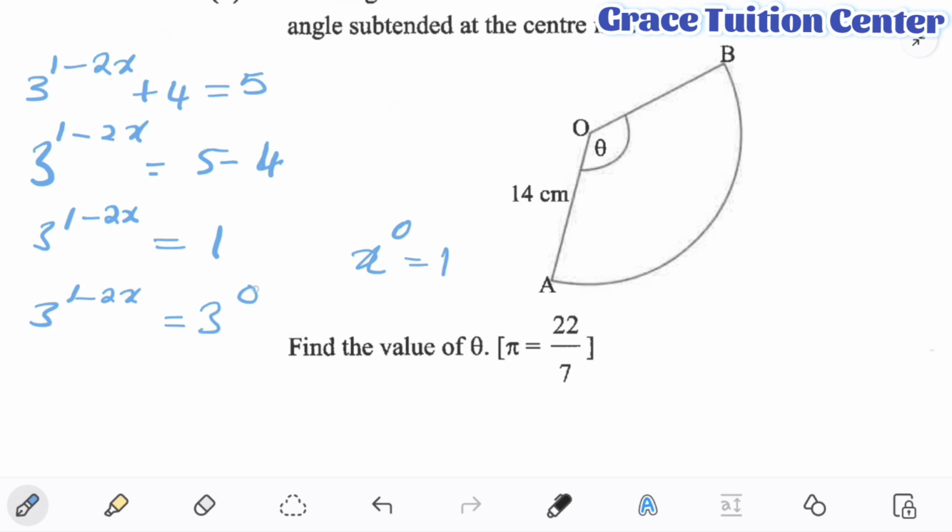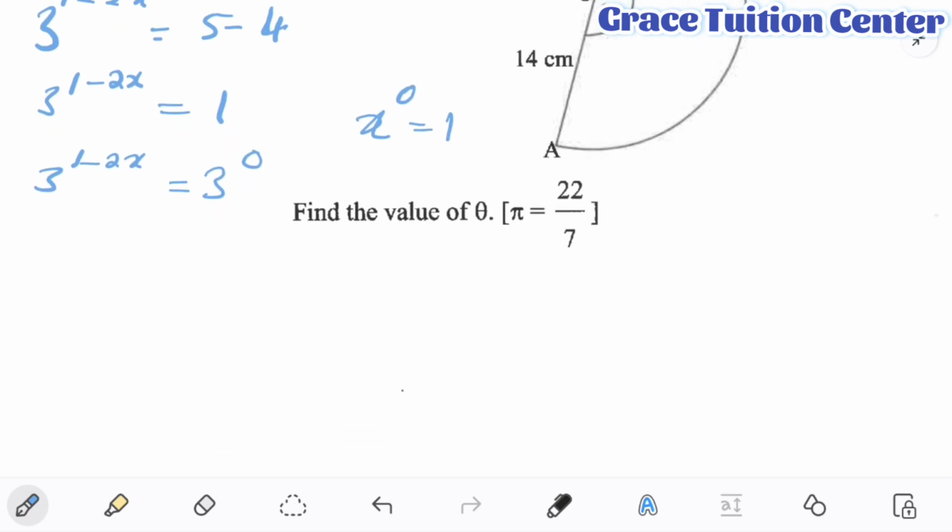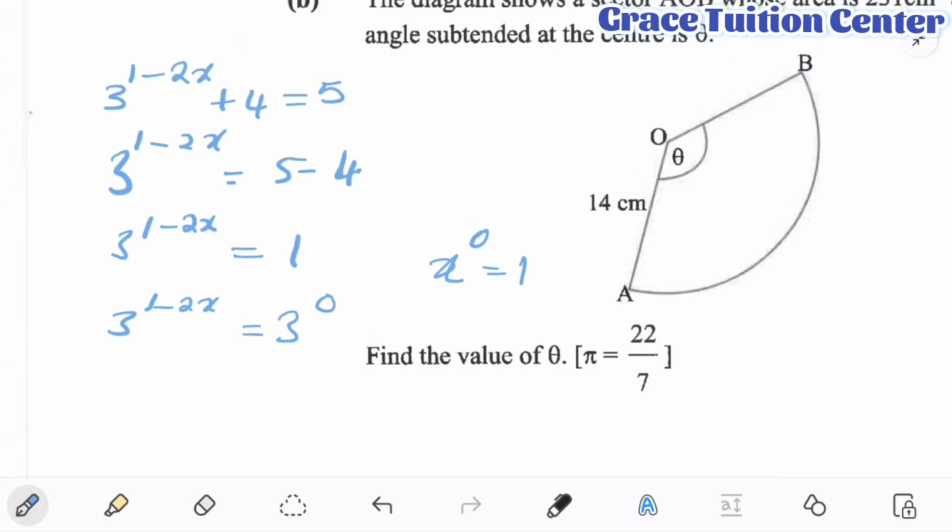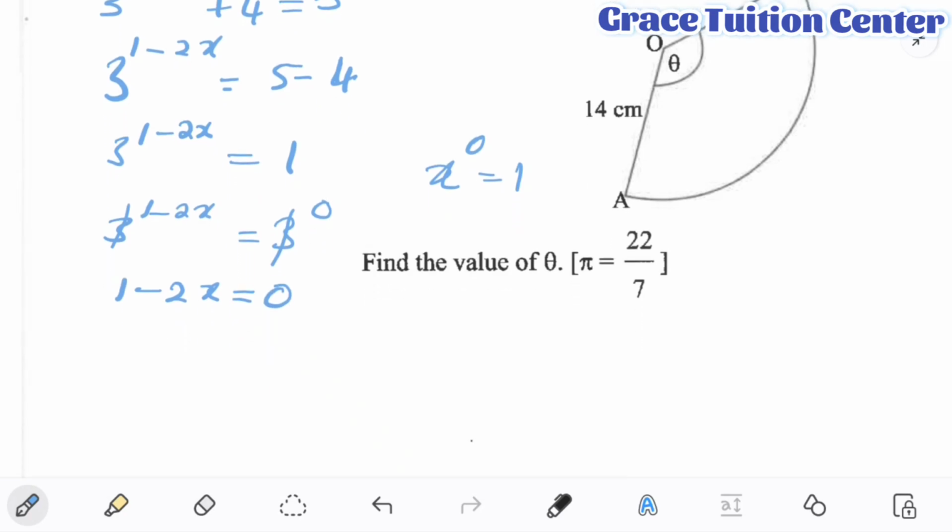We know that 3 to the power 0 is what? 1. So it doesn't change anything at all. So since we have the same bases here, I can ignore these bases and just work out my powers. So we have 1 minus 2x is equal to 0. So I pick the powers here and there and equate them.